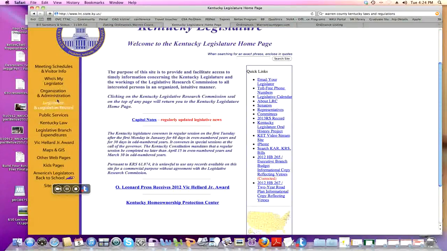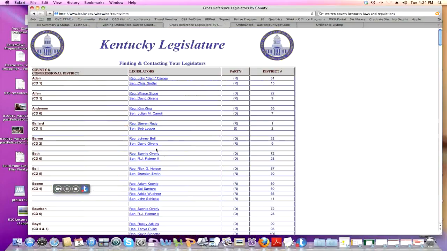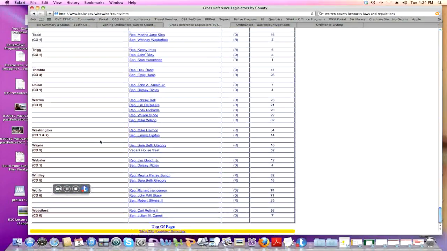Again, you can look up legislation the same way. You can see who your legislator is. It's by district, it's by member, and it's by Senate and House. So let's go by district. Let's go by county in the Senate. Let's see who is our state representative. We'll go all the way down to Warren, since that's me.